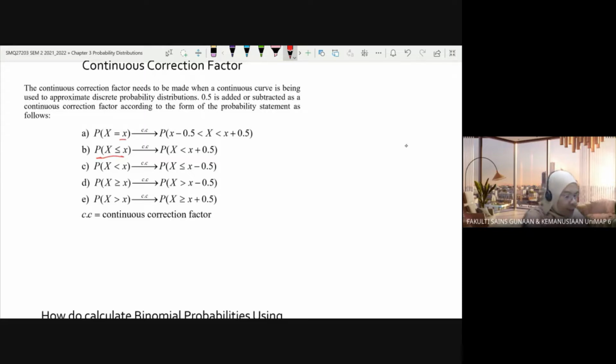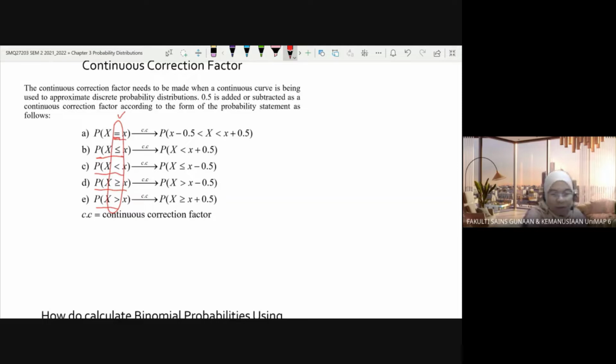For case C, probability of success is less than a certain value, D greater than or equal to a certain value, E greater than a certain value. Having all the criteria that is being asked, taking into account this particular function, you are going to apply the correction factor. What are the correction factors? For the equal to sign, it will be minus plus 0.5. So all the correction factor will take into account the 0.5 value.